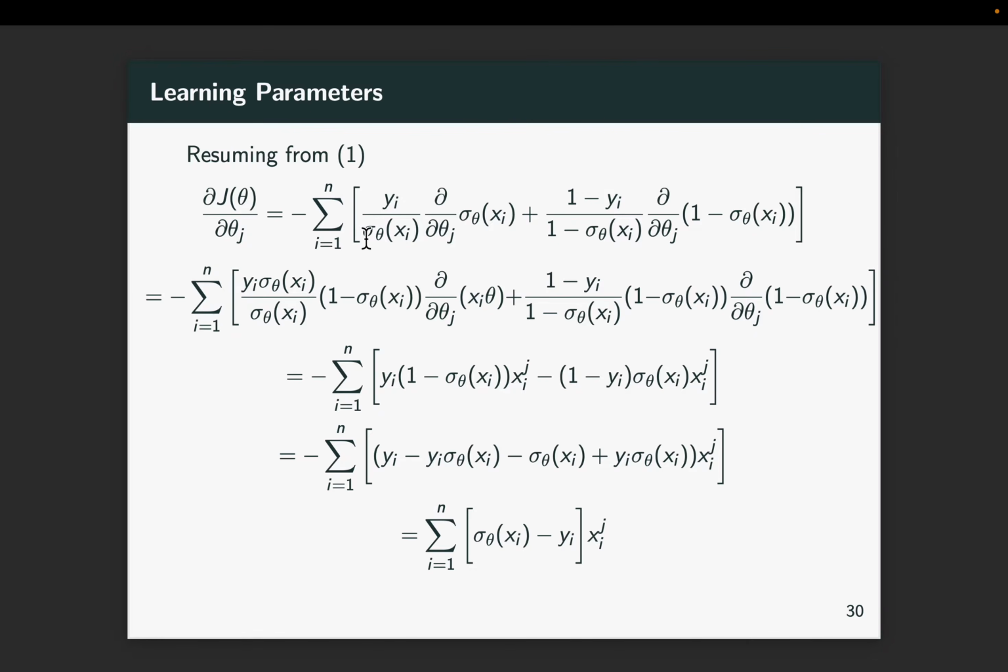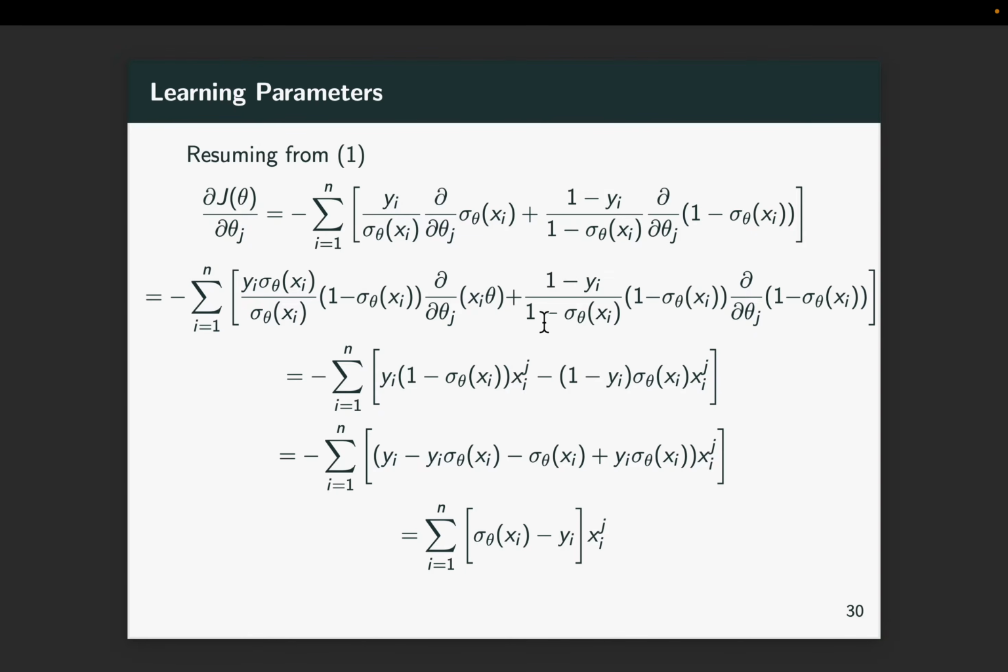Once you do that, we can write this entire expression as 1 minus sigma theta xi and sigma theta xi, right? So sigma theta xi into 1 minus sigma theta xi is what you get when you do del over del theta j of sigma theta xi, and then finally you'll also have to do del z by del theta j, where z was sigma I xi transpose theta.